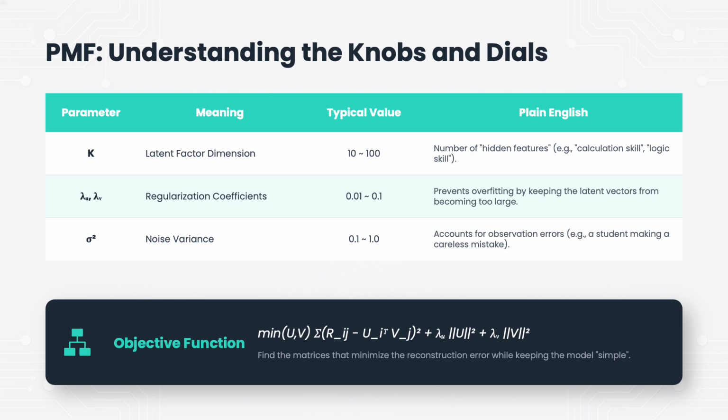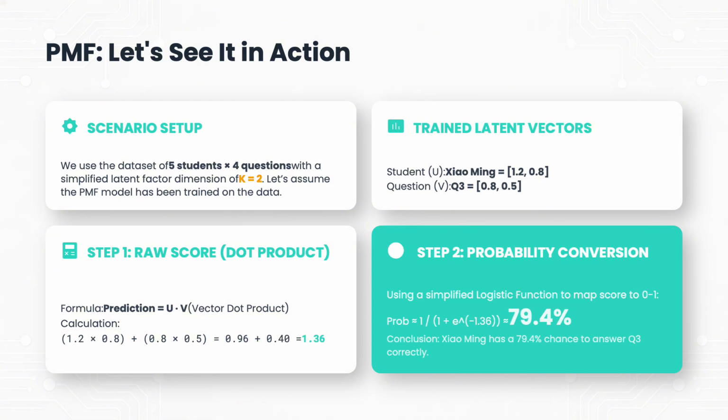The model's goal, defined by its objective function, is to find the U and V matrices that best satisfy two conditions. First, the product U times V should be as close as possible to the real user item matrix R. Second, the vectors in U and V should be as simple as possible. Let's do a simplified calculation for PMF. We'll use the same dataset and set the latent factor dimension k to 2 for simplicity. Here are the two-dimensional vectors for our students and questions. To predict Xiaoming's performance on question 3, we simply take the dot product of his vector and the question's vector.